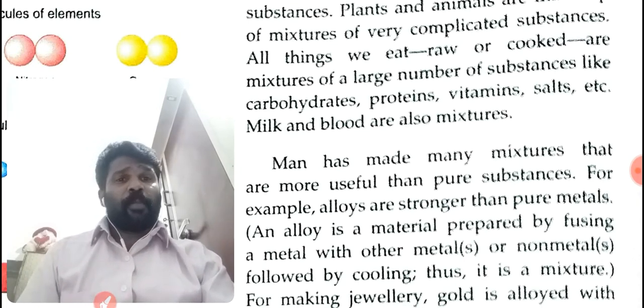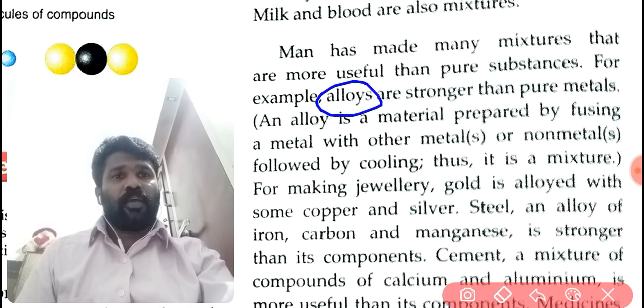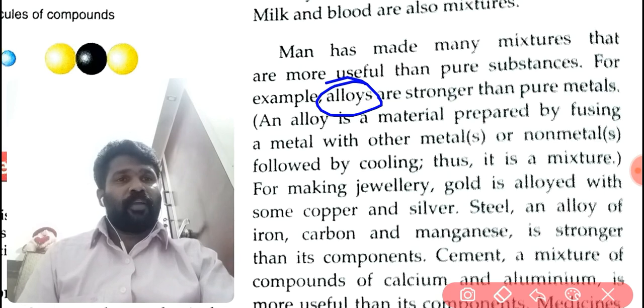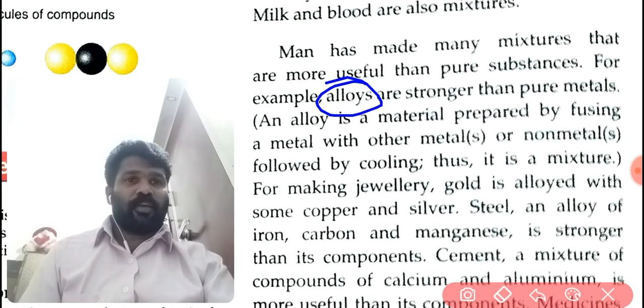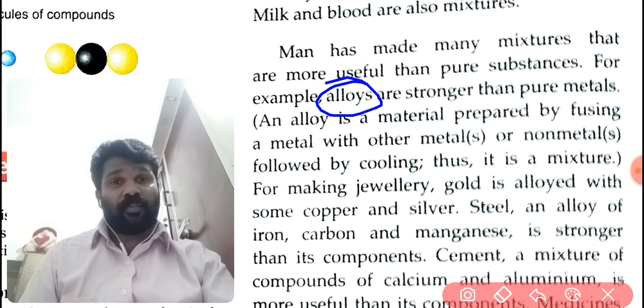Don't forget it. Man has made many mixtures that are more useful than pure substances. For example, alloys. Clear? Alloys are stronger than pure metals. An alloy is a material prepared by fusing a metal with other metals or non-metals followed by cooling. Thus, it is a mixture. For making jewelry, what are we using? Mainly gold. Gold is alloyed with some copper and silver metals.